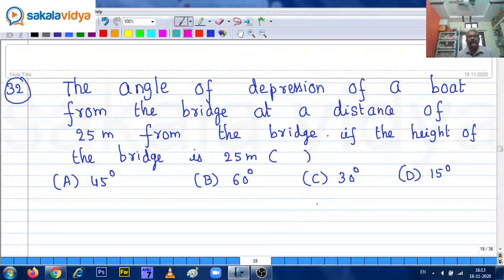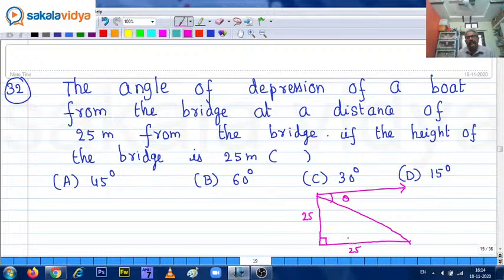Okay, so that means actually this is a bridge, this is a horizontal distance, so this is the angle of depression, say theta, this theta we need to find out. This is also 25, this is also 25. Obviously these two angles are equal, which means these two sides are equal, so this must be 45. These two are parallel, so theta must be equal to 45. So A is the right option. Otherwise you can apply tan theta is equal to 25 by 25, which is 1. Tan theta is equal to 1, theta is equal to 45.